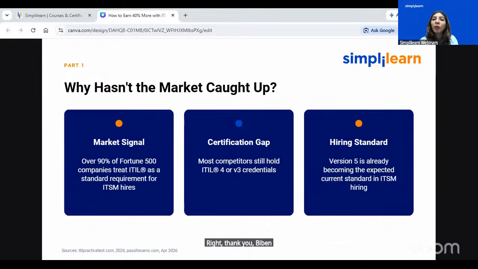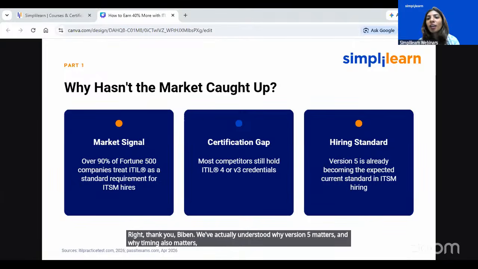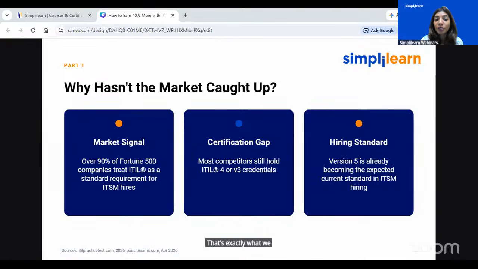We've actually understood why version 5 matters and why timing also matters in adoption. But I think another important question that's probably on everyone's mind is, does earning this certification actually translate into better career opportunities and also higher salaries? That's exactly what we wanted to cover in today's session. So what are your thoughts on that?